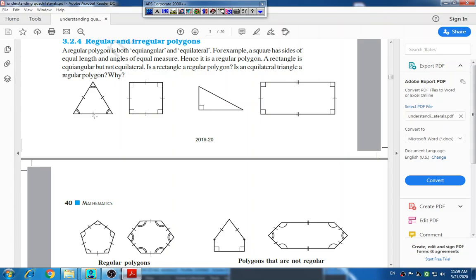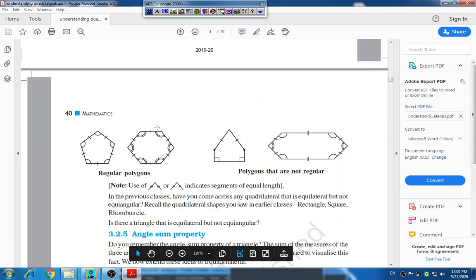A rectangle is equiangular but not equilateral. Is it a regular polygon? Is an equilateral triangle a regular polygon? Why? Look at here. Regular polygons: all angles are the same and all sides are the same. Polygons that are not regular: all angles are not the same, or all sides are not the same. In the previous classes we have already come across quadrilaterals, whether equilateral or not. From that we can easily find out if it is regular or irregular.